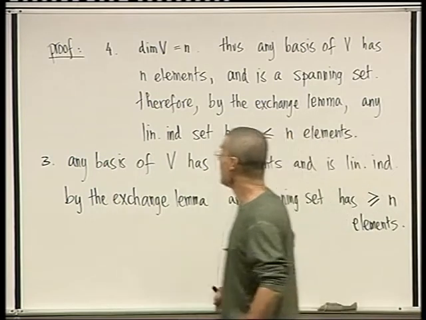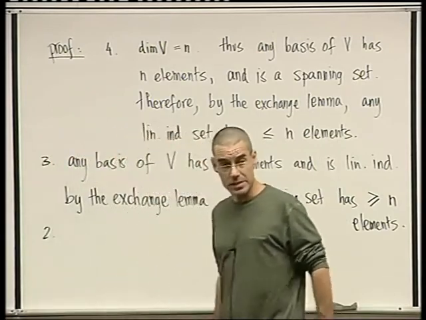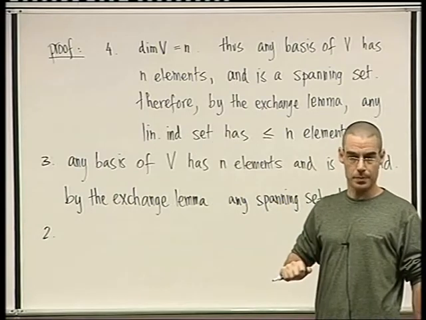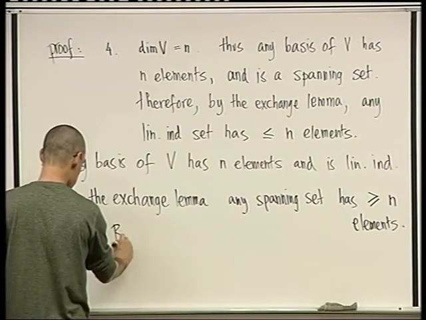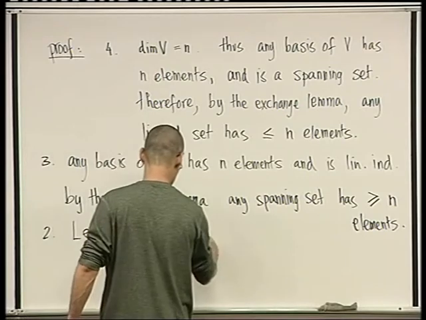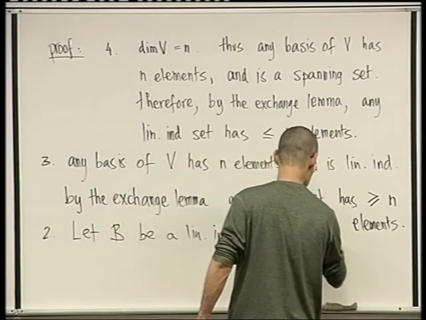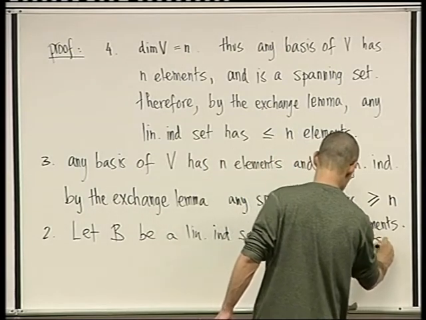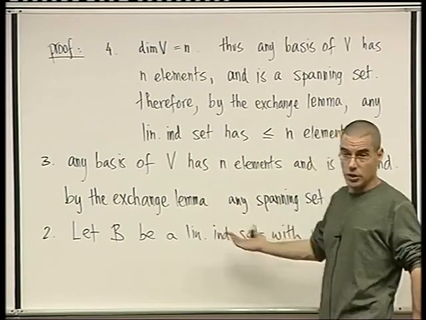Good? Okay, part 2. Part 2 said, take any linearly independent set with n elements, it's a basis. So let B be a linearly independent set with n elements. The claim of part 2 of the theorem is that B is a basis. What do I need to show in order for B to be a basis? I need to show that it's spanning, right? I already know that it's linearly independent.